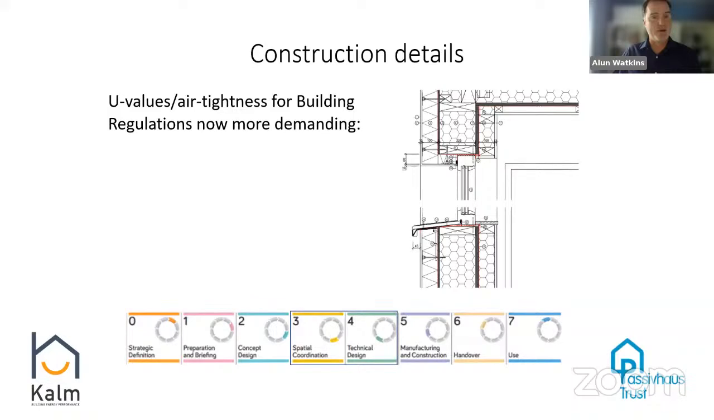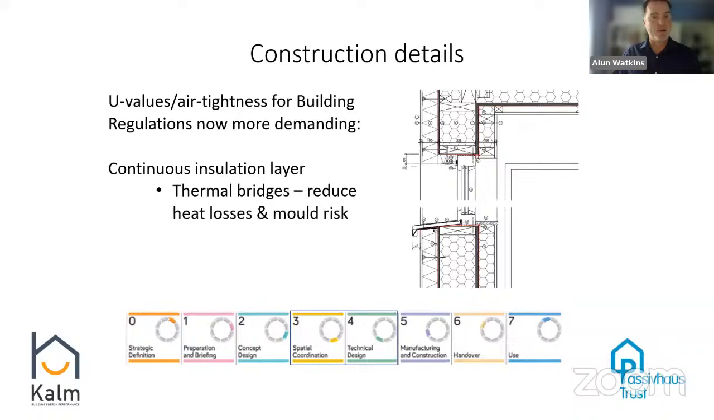So the key principles here are you need a continuous insulation layer, and that's for minimizing, if not completely eliminating, thermal bridges, reducing heat losses, and also mold risk. Sometimes people imagine that if you've got a building 90% insulated, then you've only got 10% heat losses through the bit that's uninsulated. Actually, you get higher heat losses through those areas, and that's what leads to cold spots and therefore condensation risk and mold risk on the inside.